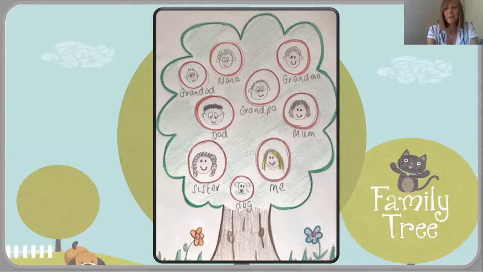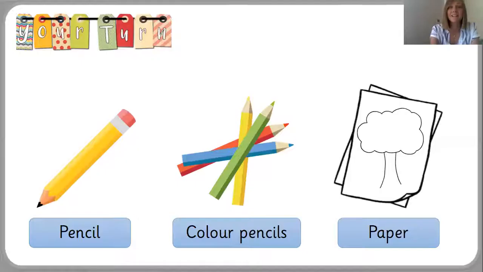Now, let's see if you would like a go and find out what you will need. All you're going to need is a pencil, some colouring pencils, and a piece of paper. On your piece of paper, start by drawing a big outline of a tree. Don't forget to fill the whole piece of paper so you can get as many members of your family in. Then enjoy drawing all the different faces that are in your family, and you can even colour it in afterwards. Why don't you have a go at starting your family tree and pause the video here.